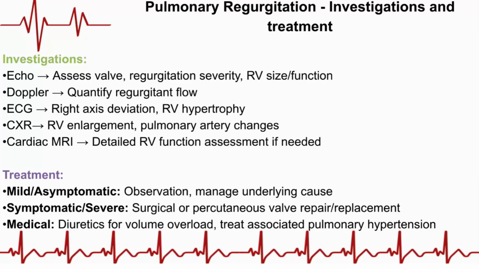In terms of treatment, if this person is mild or asymptomatic, it's better to surveil the patient. We don't want to go straight in and do a valve repair. We only do that if they're symptomatic or severe. So we can do surgical or percutaneous options if it is quite severe. But what we try to treat is things for volume overload, so diuretics for volume overload, and any antihypertensives for hypertension.